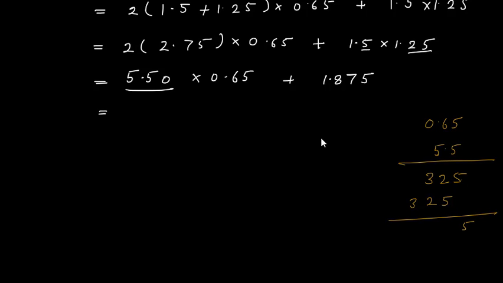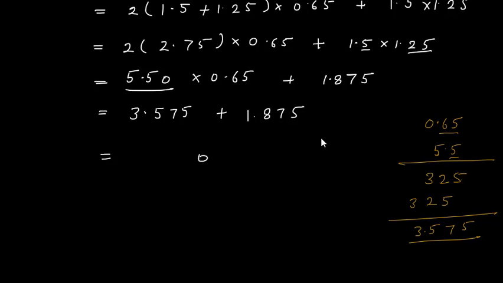Now this 5 plus 2, this is 7, this is 3 plus 2, 5, and this is 3. After decimal, here I have 2 digit, here I have 1 digit. So in my answer, after decimal, I should have 3 digit. So here I will write this as 3.575 plus 1.875. Now 5 plus 5, I have 0.